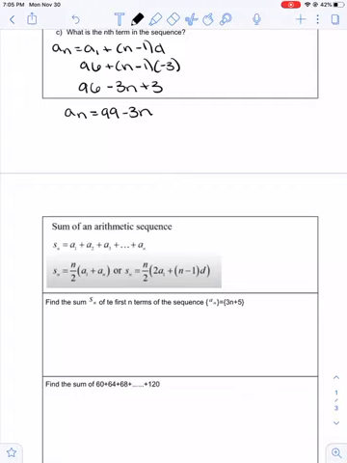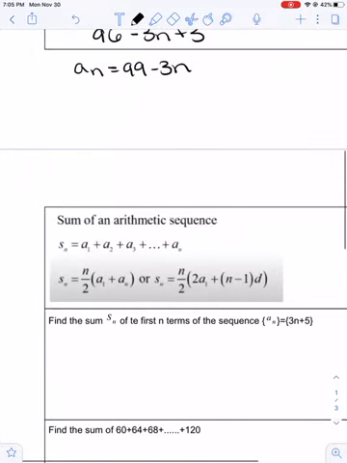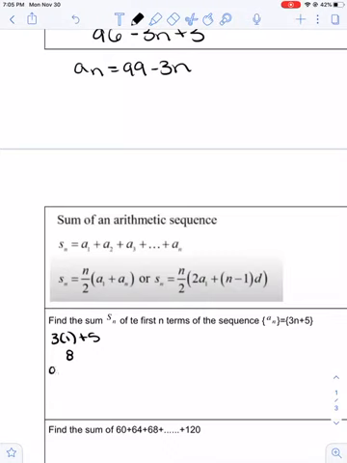So let's just write down what we know. We can start plugging in values. Let's figure out what the first term is. 3 times 1 plus 5. 3 plus 5 is 8, so our a sub 1 equals 8. And then a sub 2 would be 3 times 2 plus 5, which is 11. So here, 11 minus 8 is 3. That's how we find our difference.